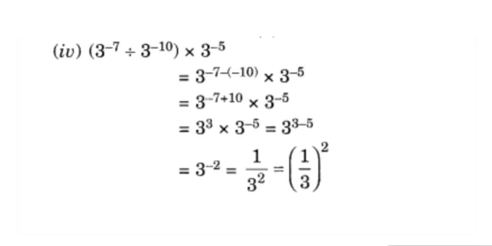Now again we will use the identity. So it will come 3 raised to 3 minus 5. So 3 minus 5 is minus 2. So it is 3 raised to minus 2, and this we can write 1 upon 3 square. So this one we can write 1 upon 3 whole square.